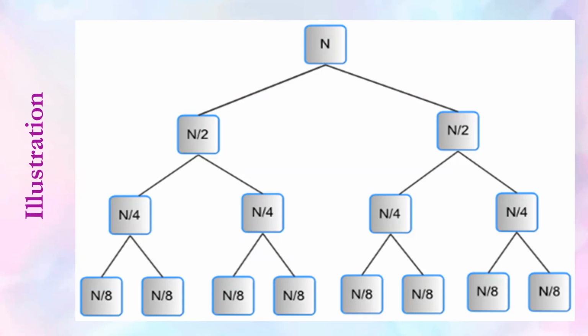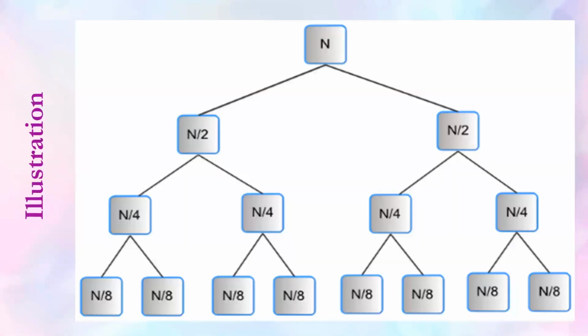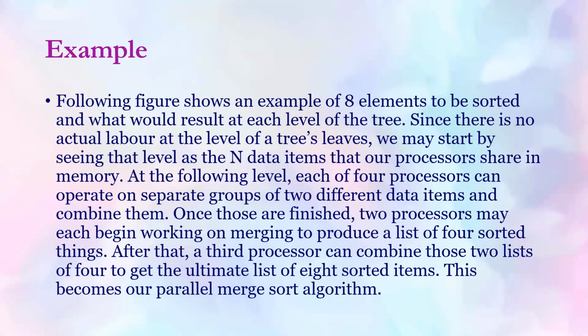Finally, I can give even one element one processor. So to that extent, the thing can be fine-grained. Now, this figure, I'm just going to read out whatever we saw in the previous diagram. This figure shows an example with 8 elements to be sorted and what would result at each level of the tree.